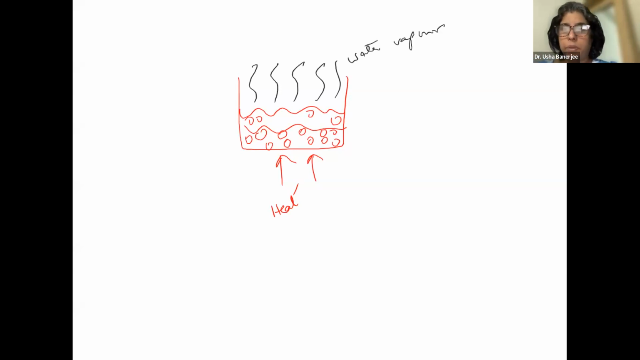So what happens here? At the surface, when the molecules or the atoms of water start bubbling, the energy level becomes high. When that energy level becomes high, it escapes as water vapor. So at that particular state, there is a change of phase. Where is this energy coming from? The energy is coming from the heat that you supply.